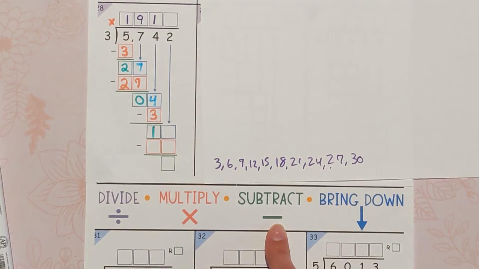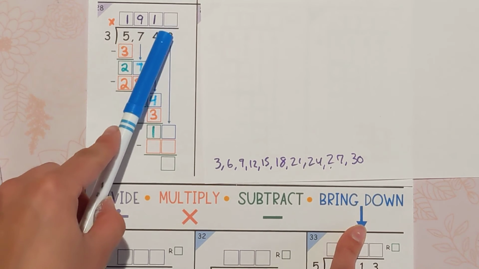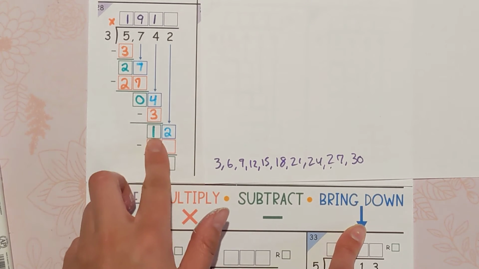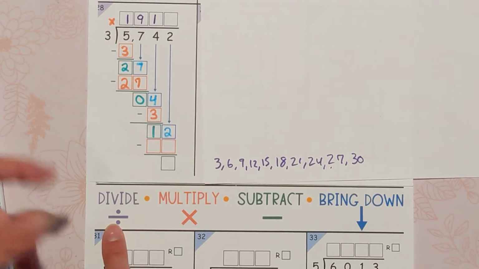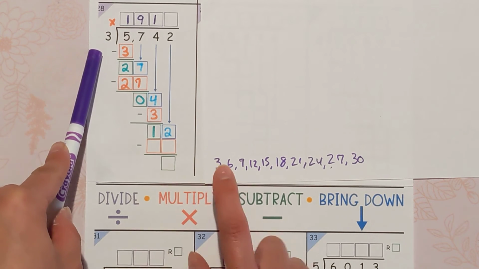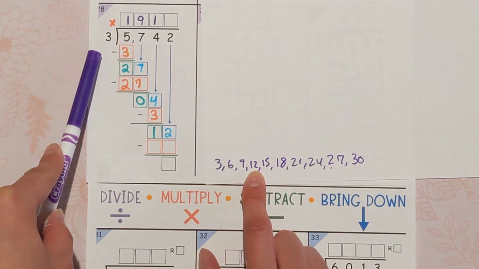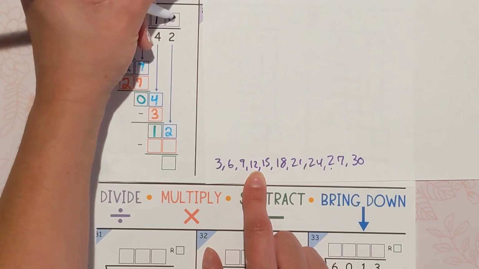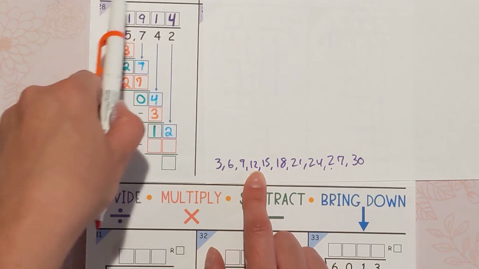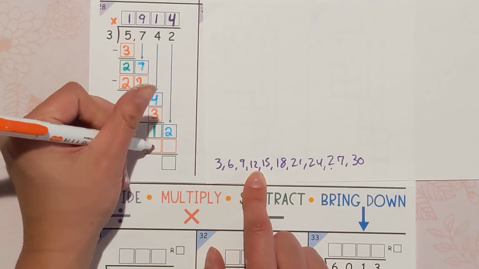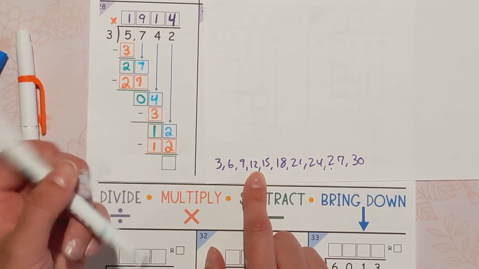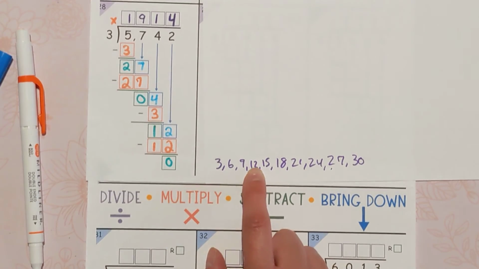And then what do we do? Bring down the 2. All right, we're almost there. What do we do now? We're dividing, but what are we dividing? 12 divided by 3, which happens to be 4 exactly. Put your 4 up top. And then what do we do with that 4? Multiply it right back with the 3. 4 times 3 is 12. Last step, you subtract.